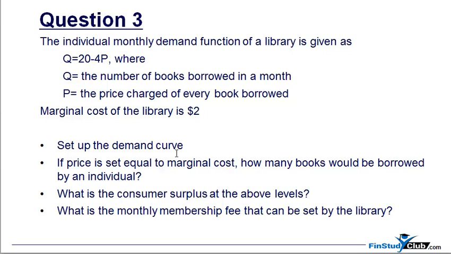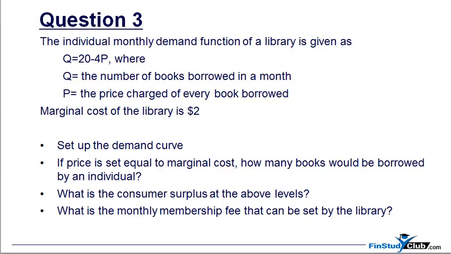Alright, so we need to set up the demand curve. The next question is, if the price is set equal to marginal cost, how many books would be borrowed by an individual? The third question is, what is the consumer surplus at the above levels? And the fourth question is, what is the monthly membership fee, the bulk fee, that can be set by the library?